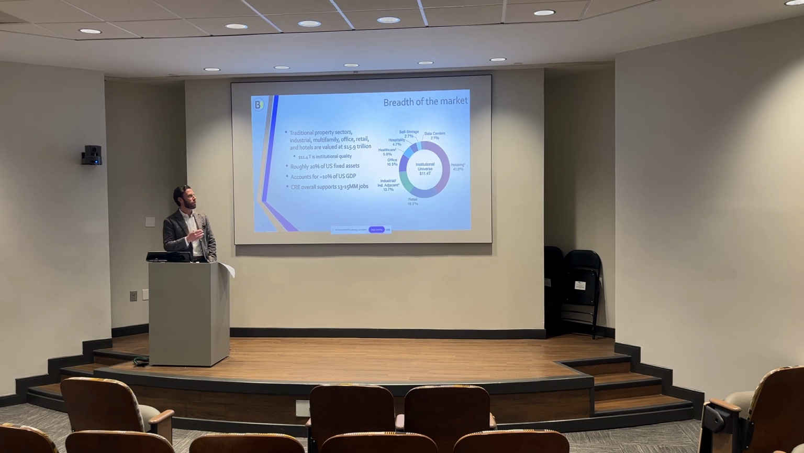So I thought it would also be helpful to describe the scale of commercial real estate in the United States. These traditional property sectors that we just went through account for almost $16 trillion worth of value. 11.4 of that is institutional quality. I think that's what most of us in this room are working with on a day-to-day basis. Commercial real estate accounts for roughly 20% of US fixed assets in total. These activities account for 10% of US GDP and employ 13 to 15 million people.